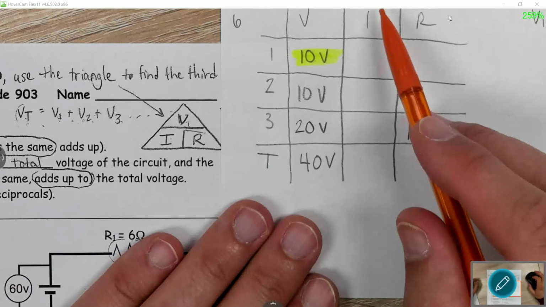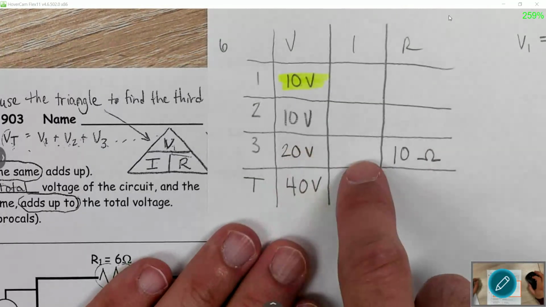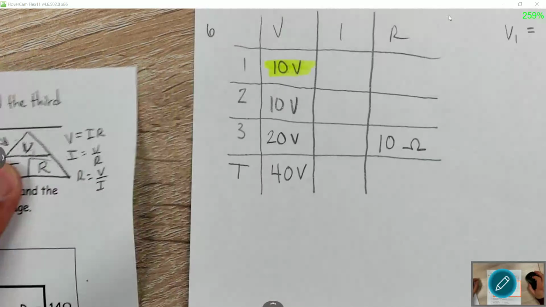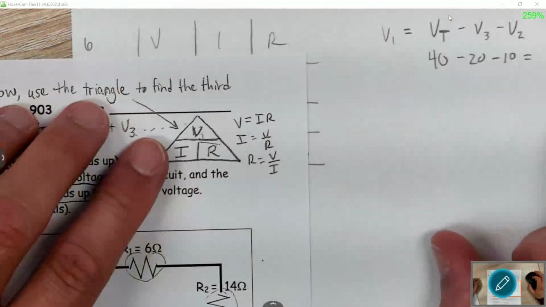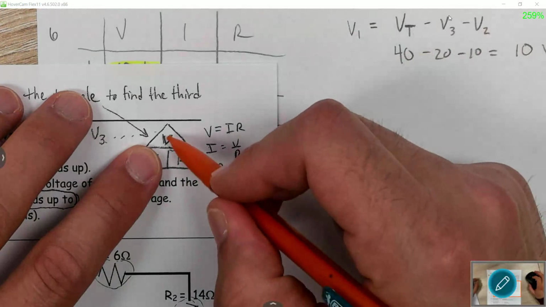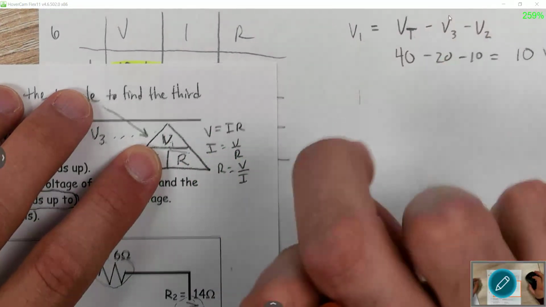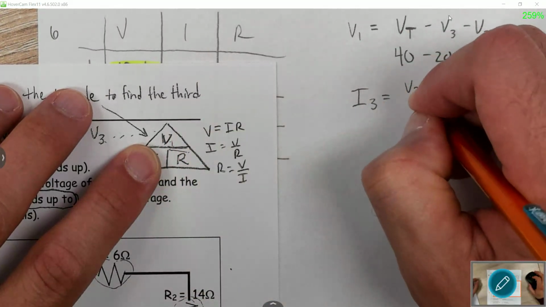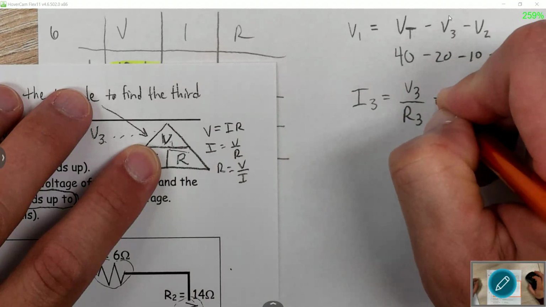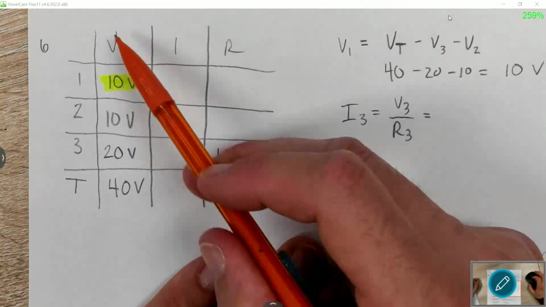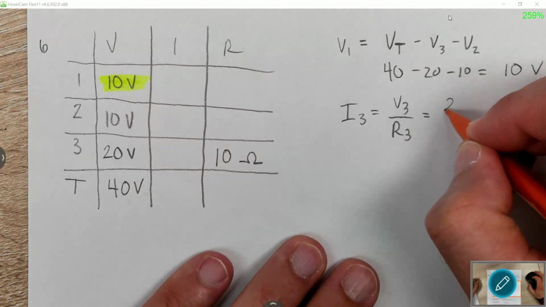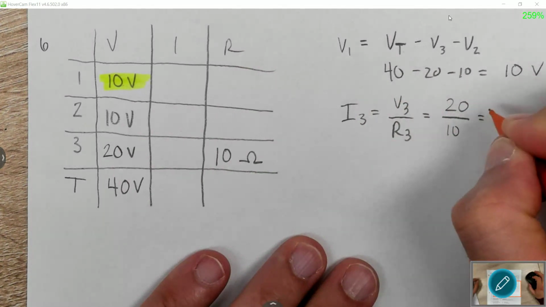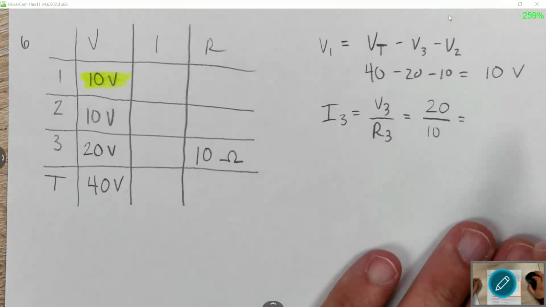3. Okay, so we need to find which one? Do we need to find V3, I3, or R3? I3. So if I cover up I, if I cover up I, it's V divided by R. But we need to make sure we're looking specifically for I3. So I3 would be V3 divided by R3. Okay, so what are the values? What was V3? 20. What about R3? 10. And what is 20 divided by 10?